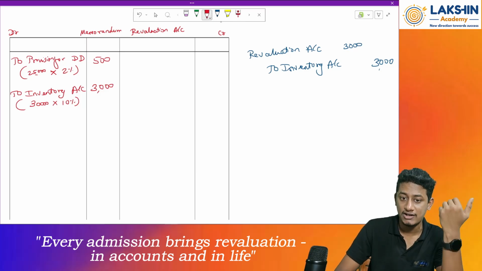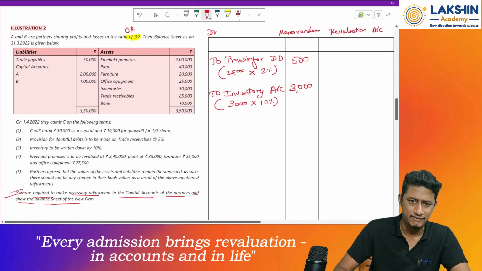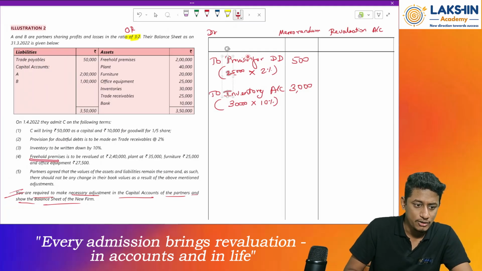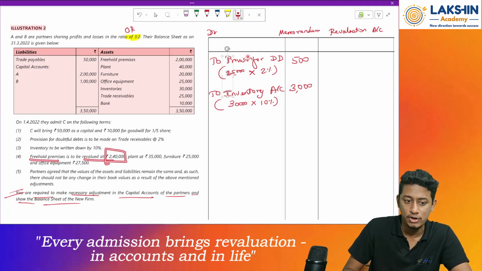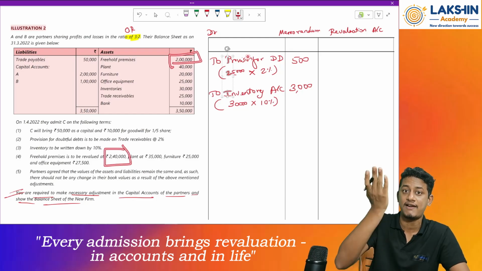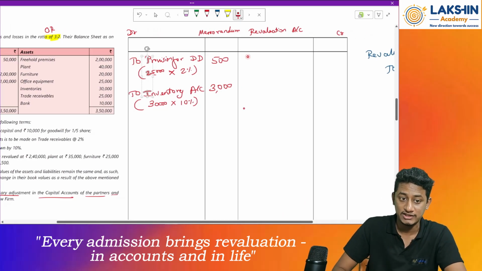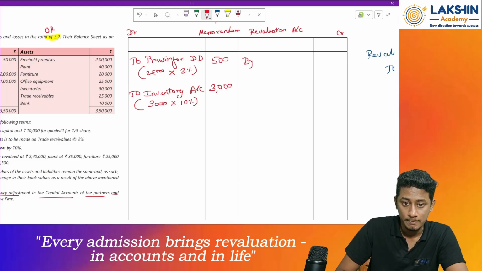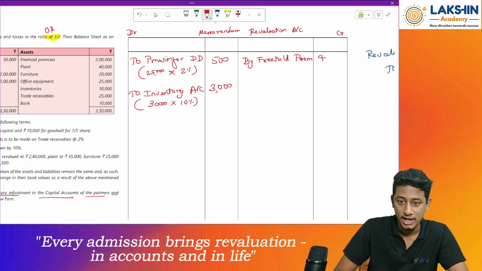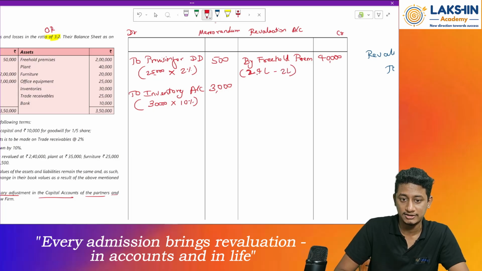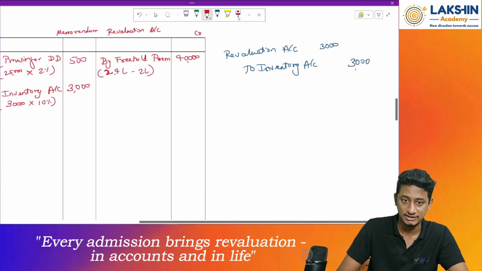Now, what if the value of inventory was increased? Let us say the land value has increased. Okay, let us take one example from the question itself. See, freehold premises has been revalued at rupees 2,40,000. From rupees 2 lakh, it has been increased to rupees 2,40,000. There is an increase in the value of assets, and whenever there is an increase in the value of assets, there is an income, right? So, freehold premises, how much is the value? Rupees 40,000. Why 40,000, sir? Because 2.4 lakhs minus rupees 2 lakhs, that is rupees 40,000.